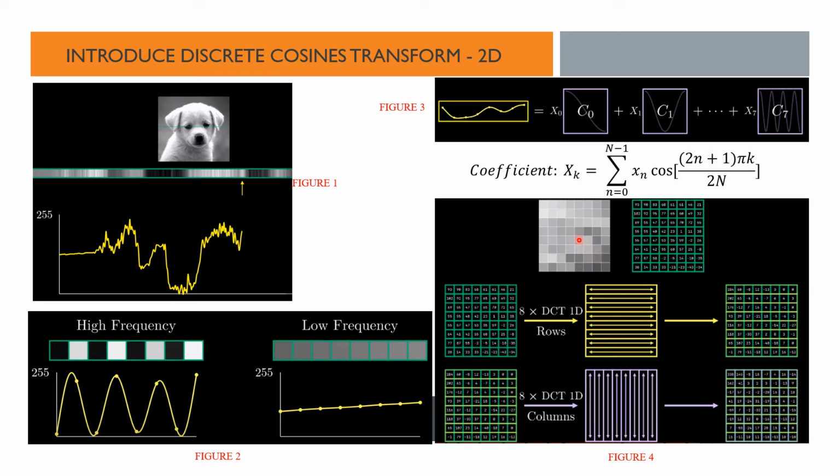So from the original image with 64 pixels, we can use the 2-dimension discrete cosine transform to convert it to an 8 by 8, equals 64, matrix of coefficients. In the next slide, I will show how to apply the discrete cosine transform to compress the image.